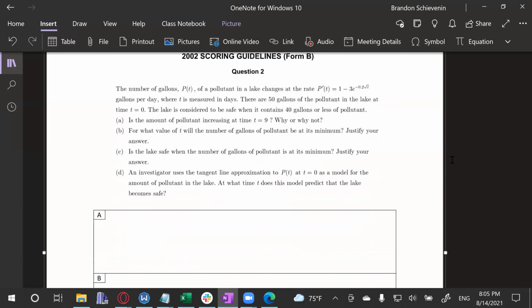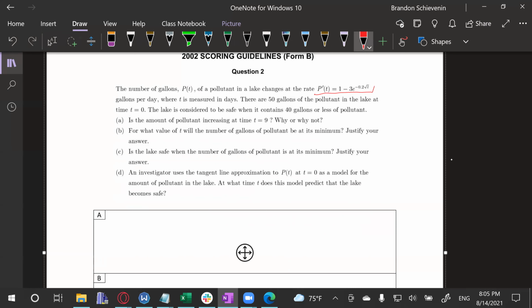Can you repeat, please? Yes, so we've got some number of gallons P(t), and we were given P prime of t, that's in gallons per day, as a function here. And we know that there are 50 gallons already at time t equals 0. I want to know whether the amount of pollutant is increasing at t equals 9 and why or why not. What do we need to do? Plug in 9 in the P prime of t. Perfect. So I'm going to plug 9 into P prime of t.